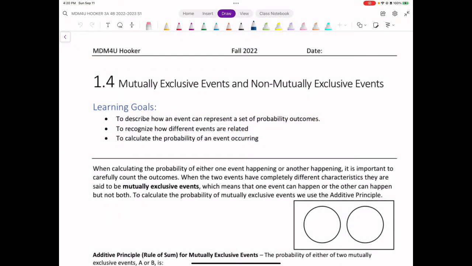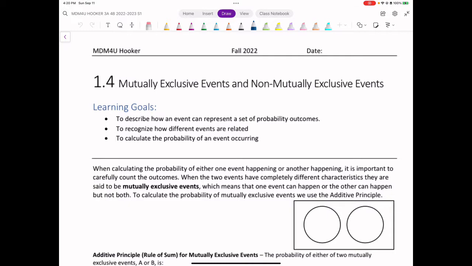Hello, welcome to MDM4U Grade 12 Data Management Lesson 1.4, Mutually Exclusive Events and Non-Mutually Exclusive Events. Our learning goals today are to be able to describe how an event can represent a set of probability outcomes, to recognize how different events are related, and to calculate the probability of an event occurring.